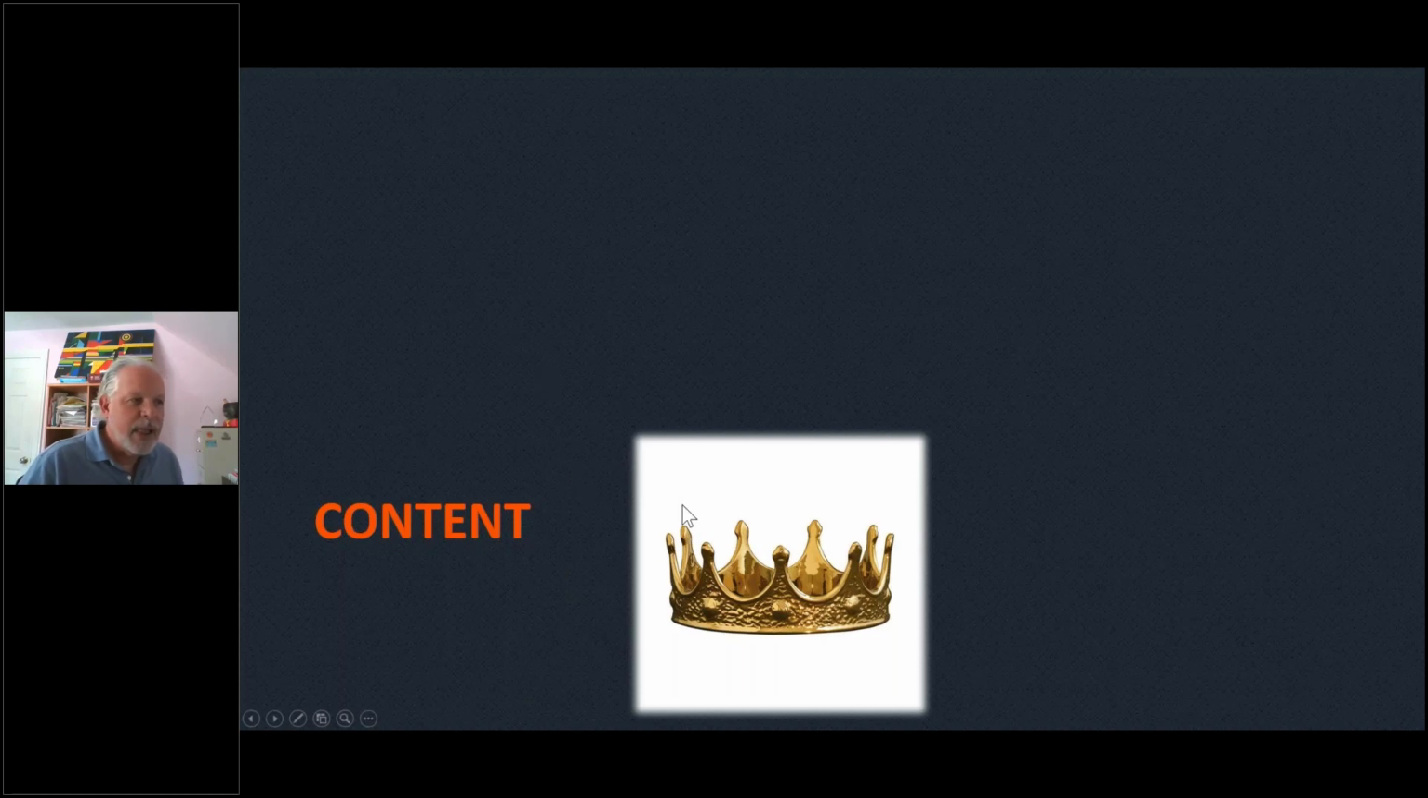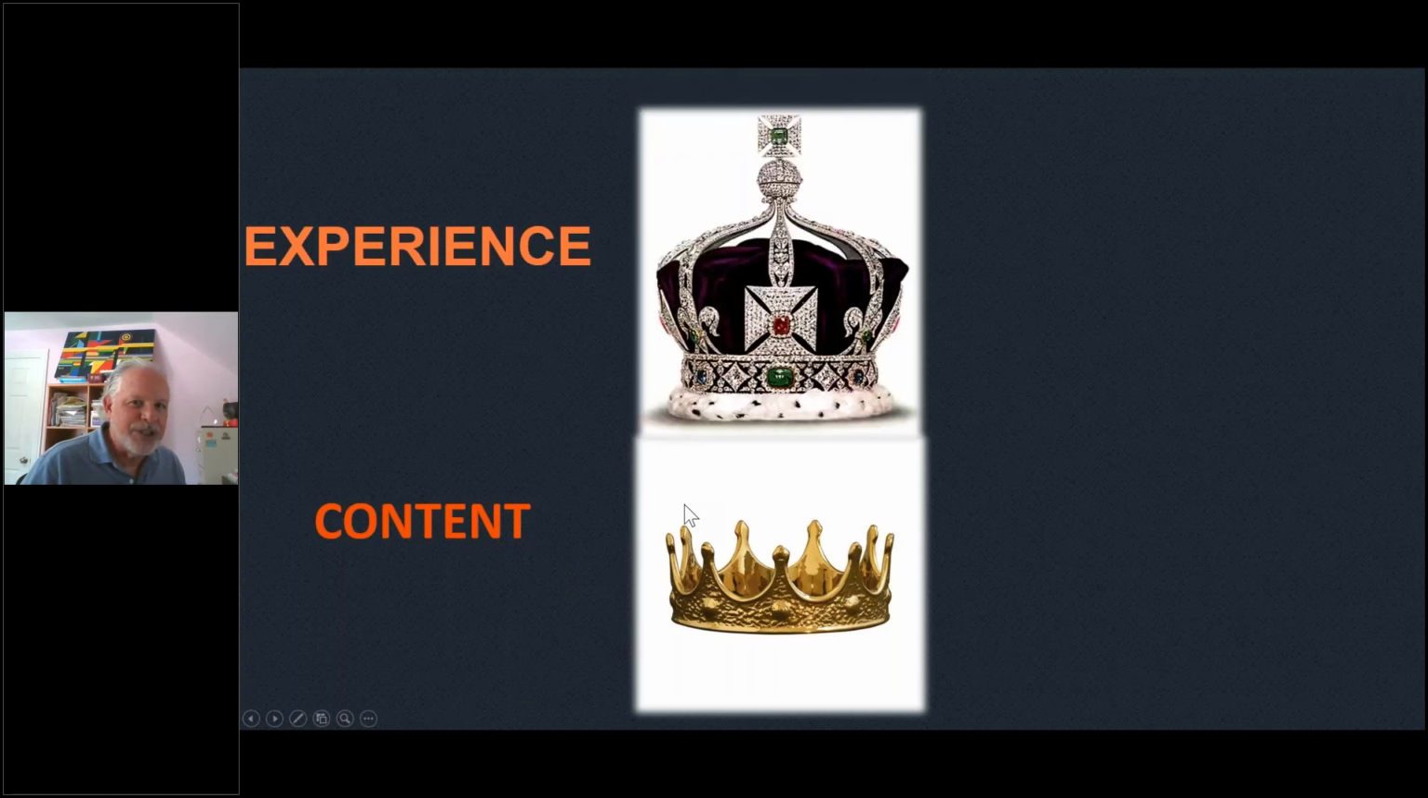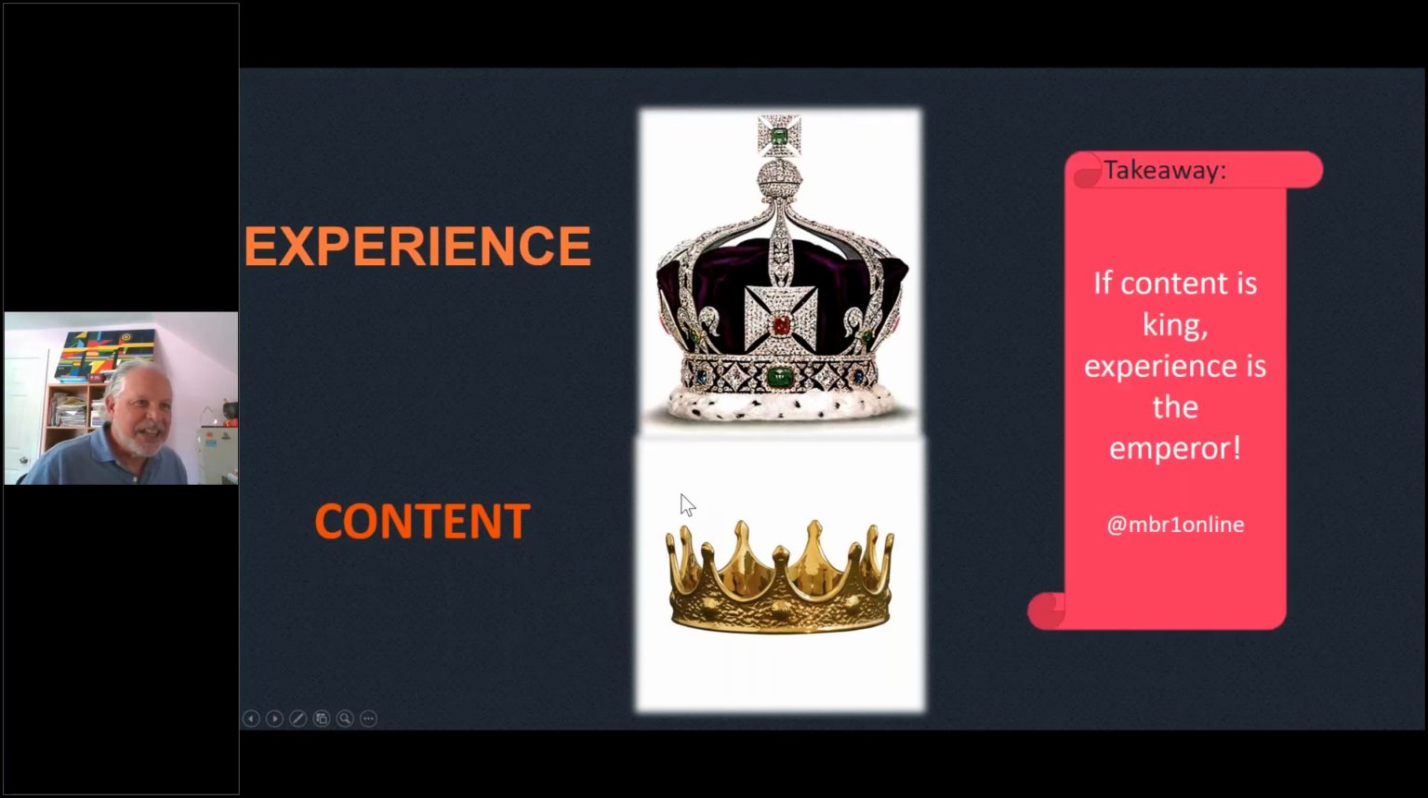How to get content. But if content is king, experience is the emperor. Content is king, experience is the emperor. Content supports experience. You just give people content, it's not enough to learn. You've got to do stuff with it. You've got to develop that expertise to apply it and use it. You get that by doing. If you can get that content in the process of doing, then that content is valuable. But just in the abstract, it's really not that valuable. Experience is emperor.